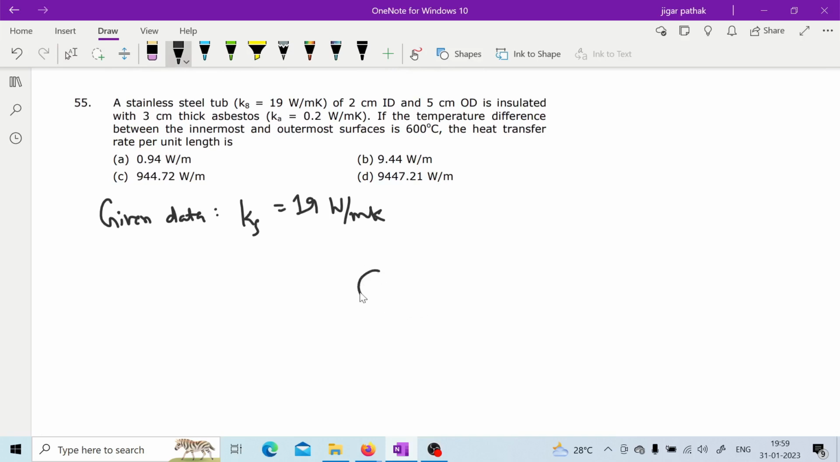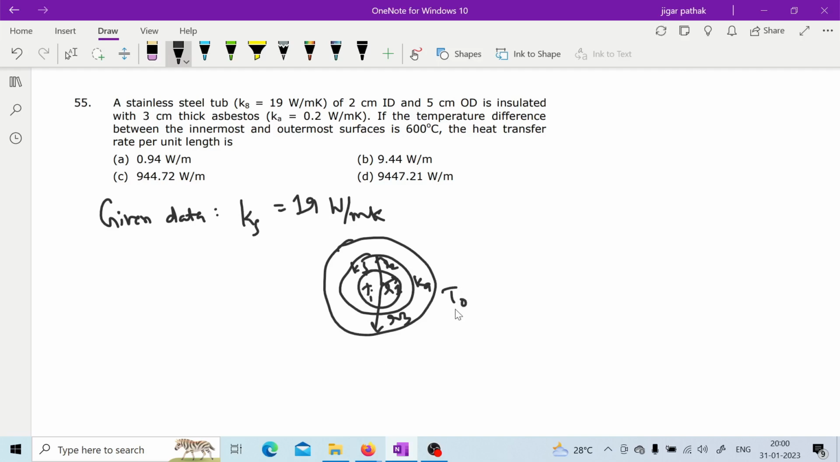And you are given the ID and OD of this particular cylinder, R1 and R2. This is Ks, and then you have this layer of asbestos, Ka, so that you will have your R3. Here you will have the inside temperature, here you will have the outside temperature, and then heat transfer will be there, Q.